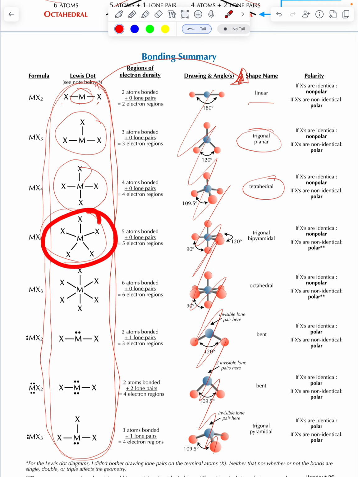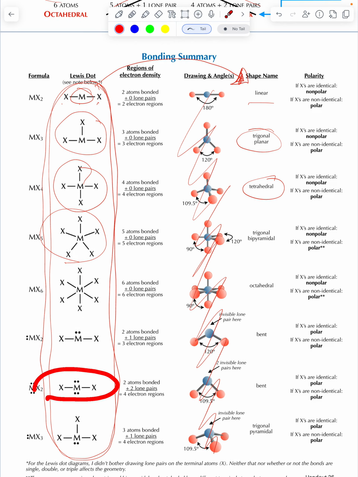So 5 things attached and no lone pairs, trigonal bipyramidal, sorry. 6 things attached and no lone pairs, octahedral. But then the 3 that I made you responsible for, if it has 2 atoms attached and 1 lone pair, that's bent.